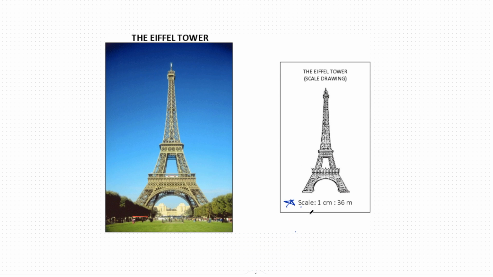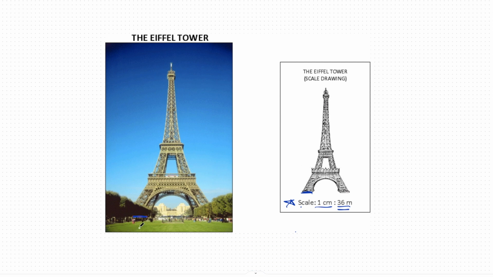What that means is for every 1 centimeter on the scale drawing, it translates to 36 meters in real life. Let's say, for example, we take out a ruler and we measure from here to here, and it is 1 centimeter. That means over here, you can't see it actually with the red line, that would be 36 meters in real life.